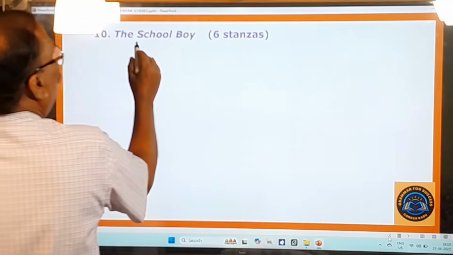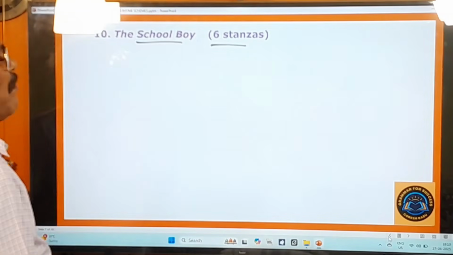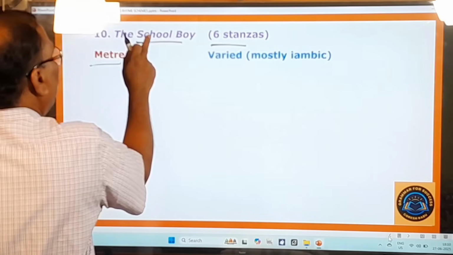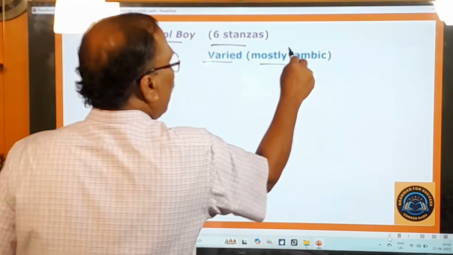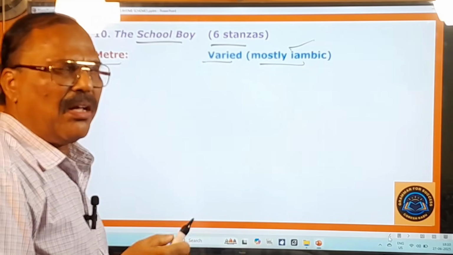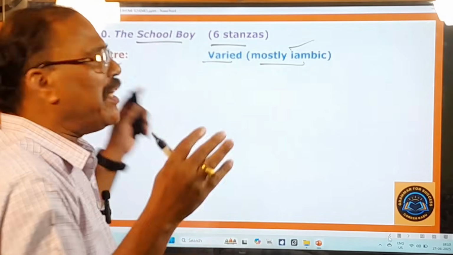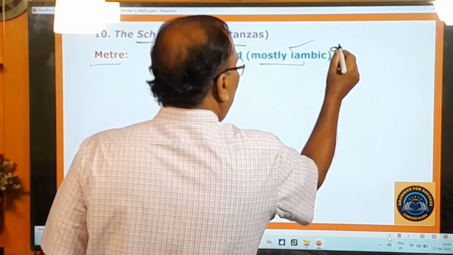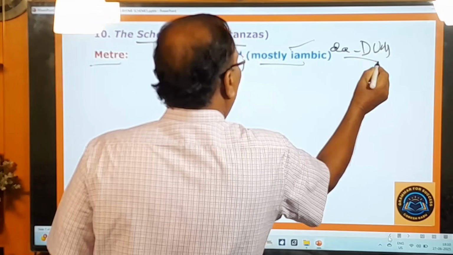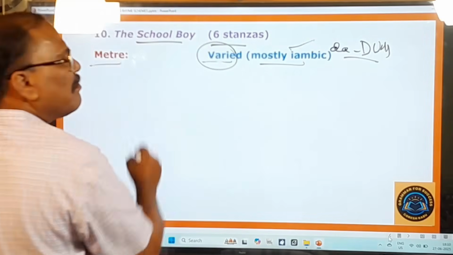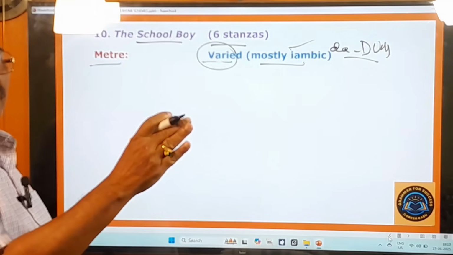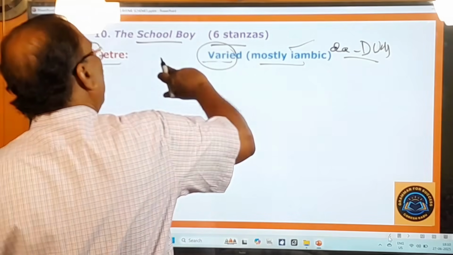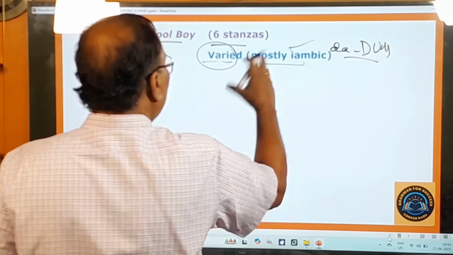10th poem, The Schoolboy. It's a beautiful poem. In this poem there are as many as 6 stanzas. The meter followed in this poem is varied, mostly iambic pentameter or iambic tetrameter or whatever it is, but on the whole it is iambic meter. Iambic, tetra or penta or tri, whatever it is, iambic. Da dum. This meter is followed throughout the poem. It changes from line to line or stanza to stanza, so that's why it's a varied meter. Mostly iambic, but varied meters are used.